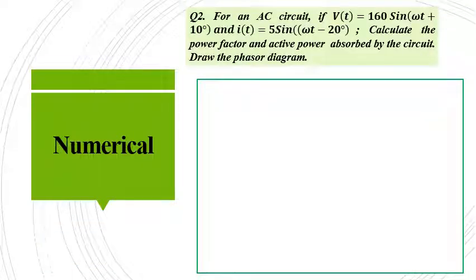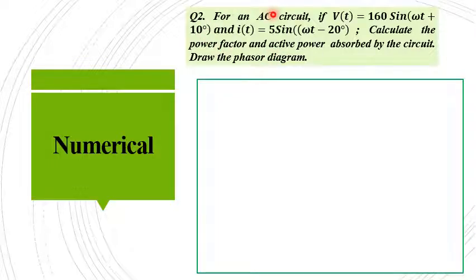Please go through the second question. In this question, the instantaneous value of voltage and current is given as V of t is equal to 160 sin omega t plus 10 degree, and I of t is equal to 5 sin omega t minus 20 degree. We need to calculate power factor, power absorbed, as well as draw the phasor diagram.